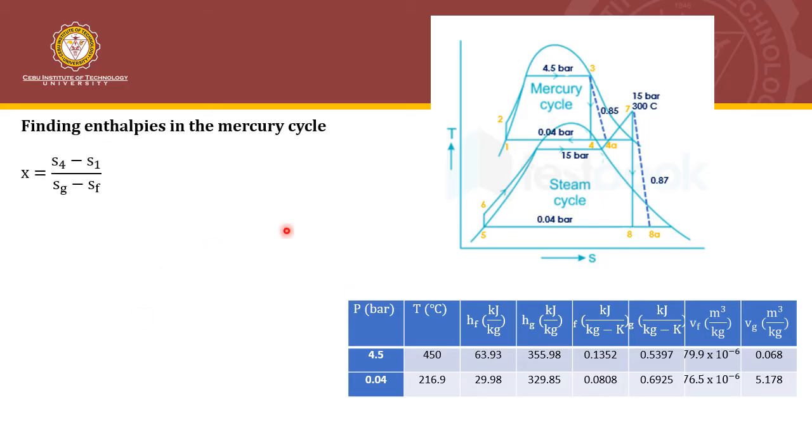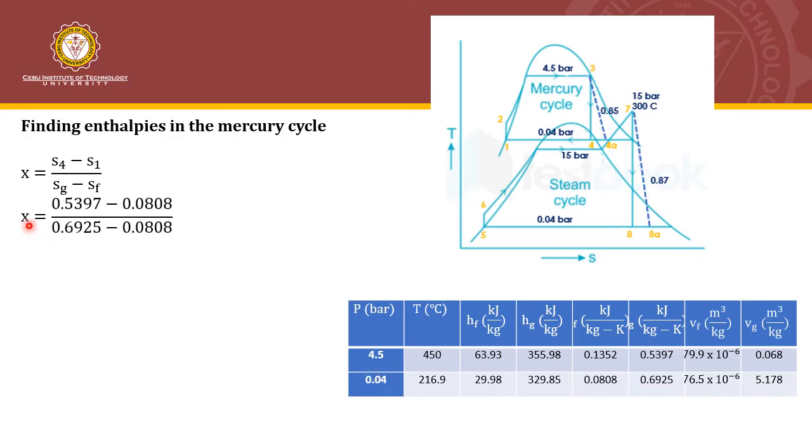For point 4, we're going to find first the value of the quality at point 4. We can solve that by using this relationship between the entropies: S4 minus S1 over Sg minus Sf. S4 is the value of entropy at point 4, S1 is the value of entropy at point 1, and Sg minus Sf is the difference between the entropies at 0.04 bar.